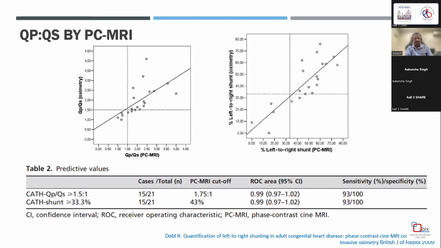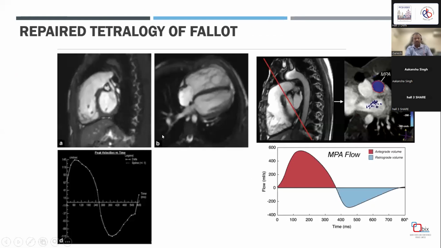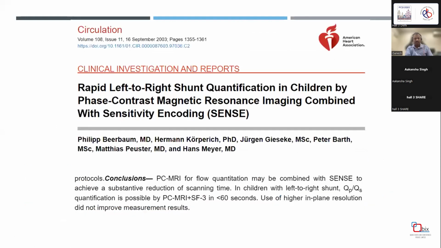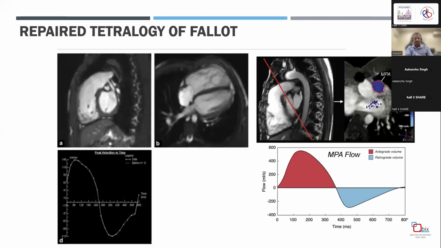Similarly, a different paper, also using phase contrast MRI, showed pretty good correlations between QP:QS by oximetry, and also the amount of left to right shunt by oximetry versus phase contrast MRI. So we have this available, and the technique can be made faster, less than 60 seconds I believe, by a technique called sensitivity encoding. And then how about repaired tetralogy?